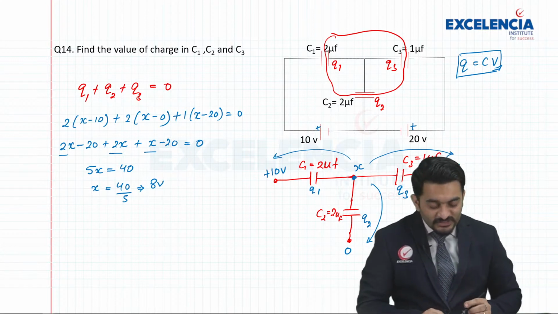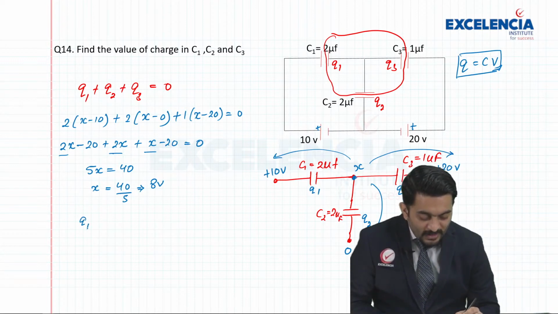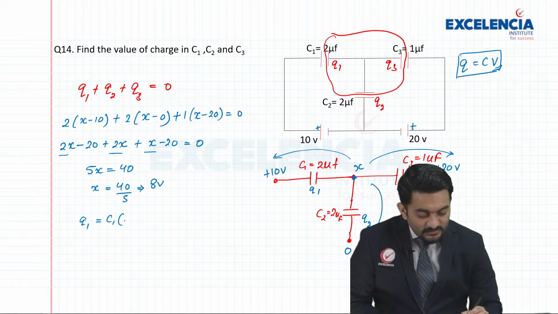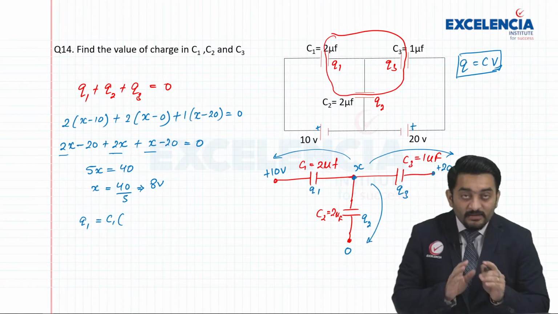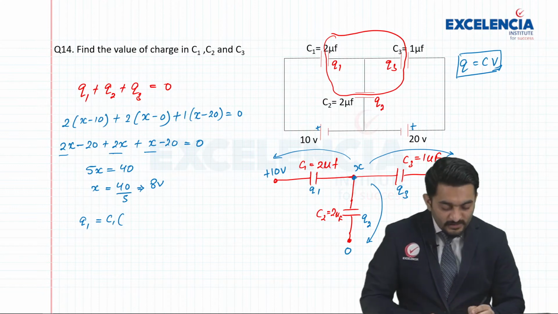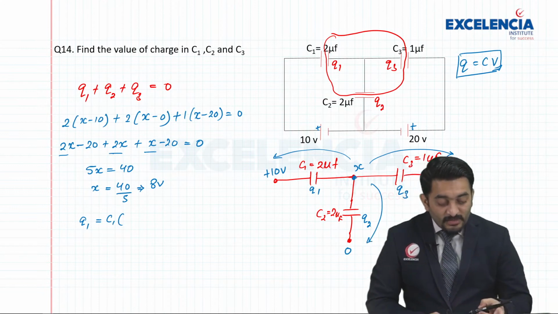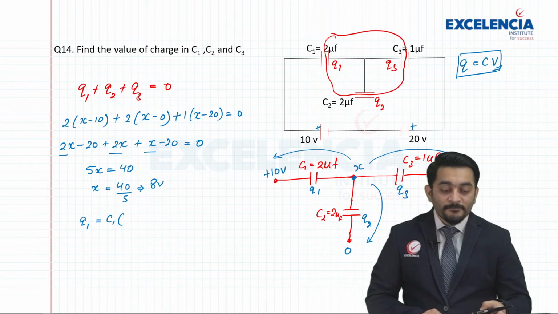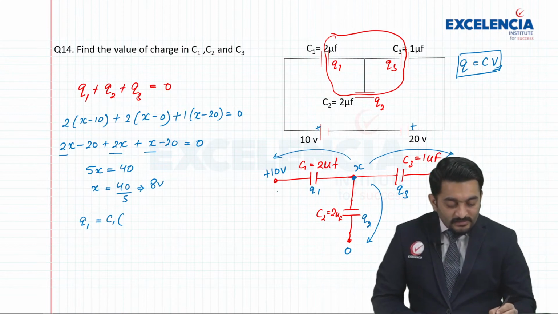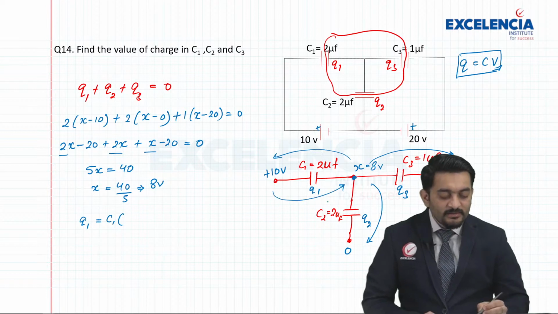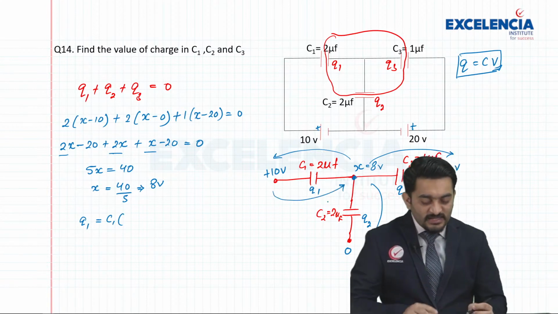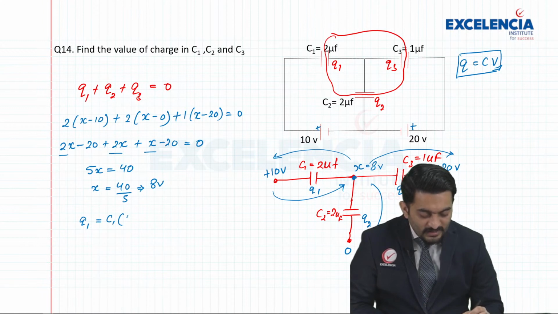My aim is to calculate the charge. Now what I am going to do, I will say Q1. When I have to calculate, I take help of C1 and the potential difference between the 2 points where C1 is present, which is X minus 10. But now you know that we have calculated X. So X is 8 volt, so it is 10 minus 8, because 10 is higher. So you will do 10 minus 8, which will give you 2 volt.